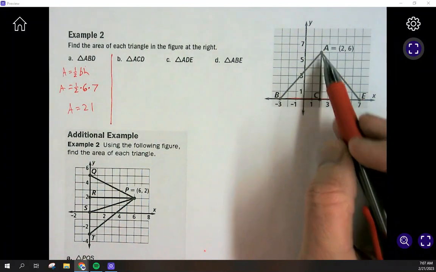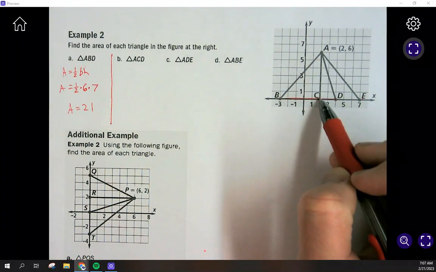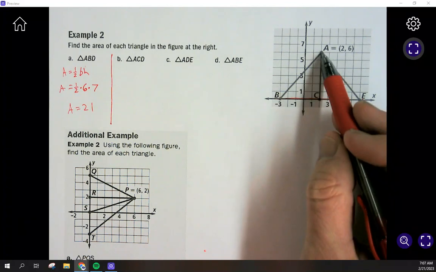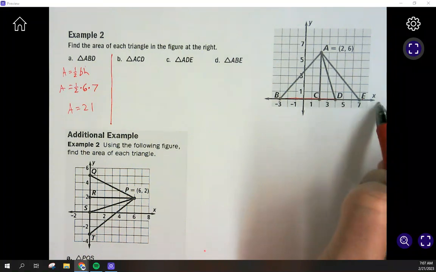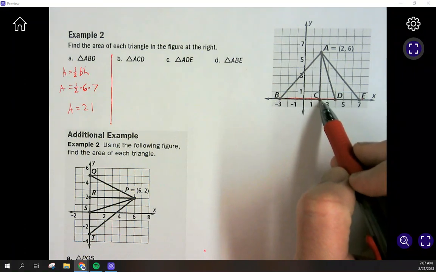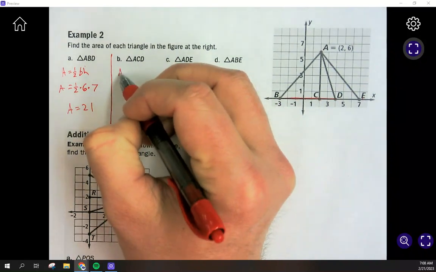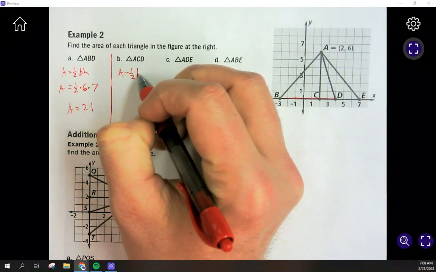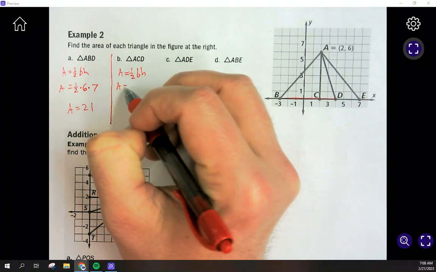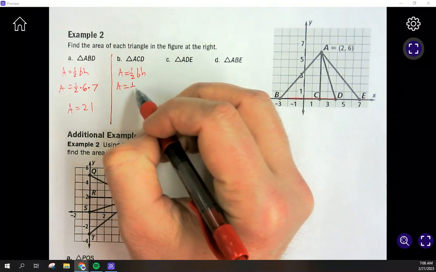Now, ACD still has that same height of 6. This looks like a right triangle. We know that a vertical line on a graph and a horizontal line are going to hit at 90 degrees. So now the two sides are the base and the height. So area equals 1/2 base times height, or height times base, however you want to write it.